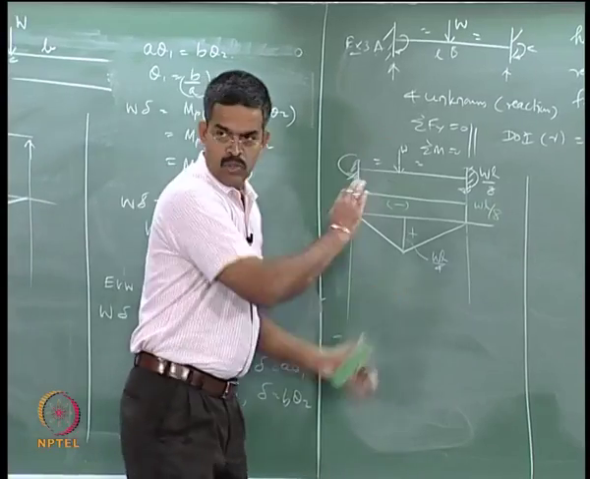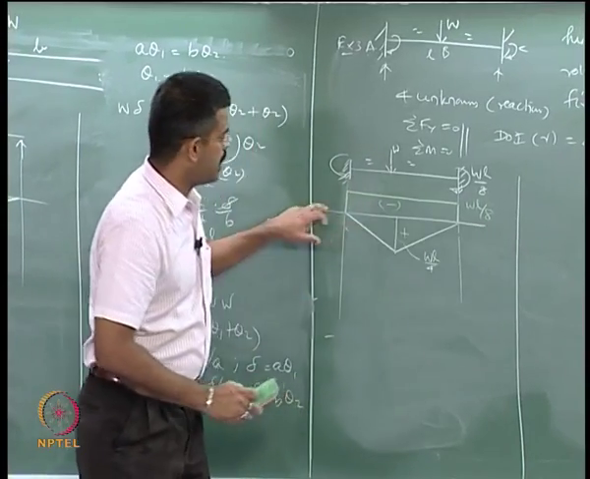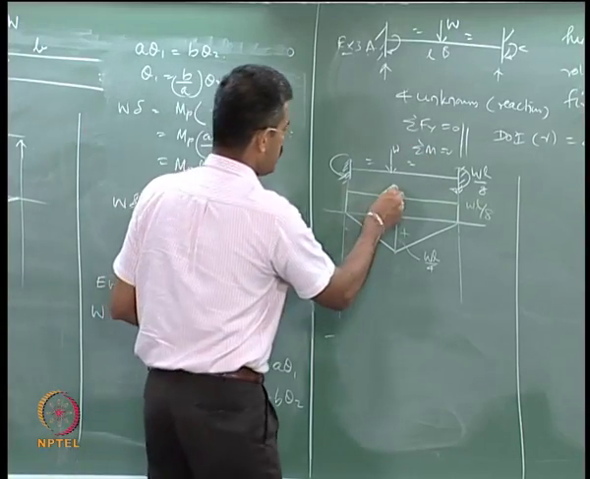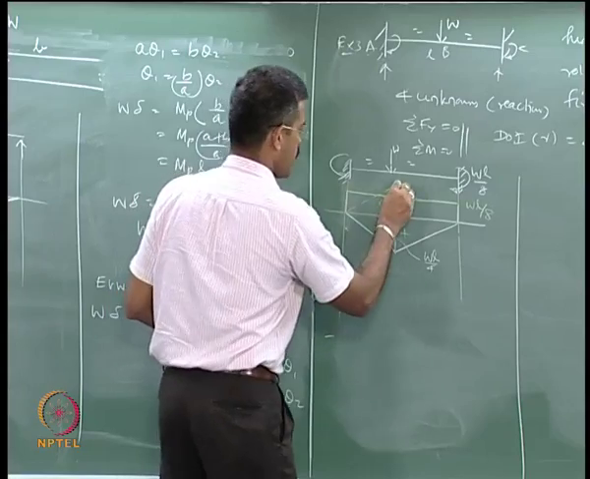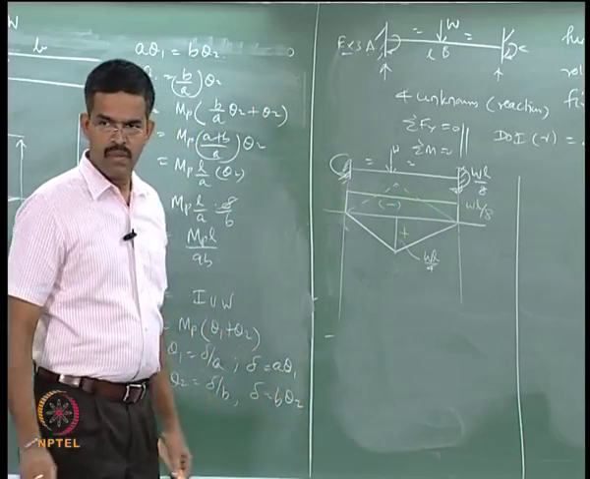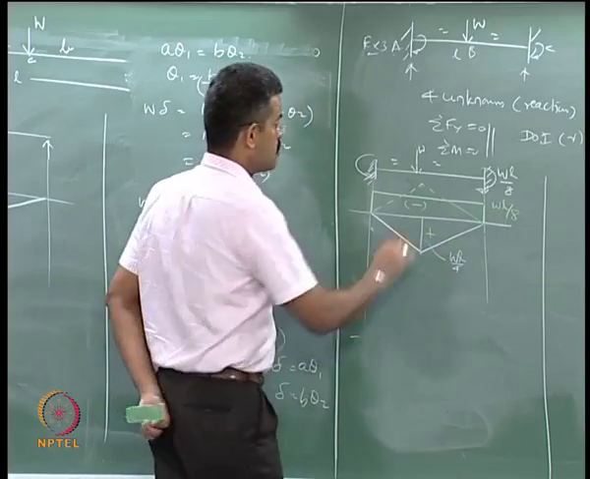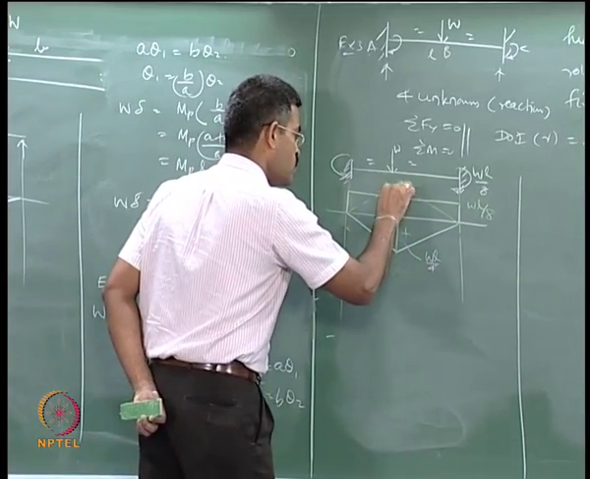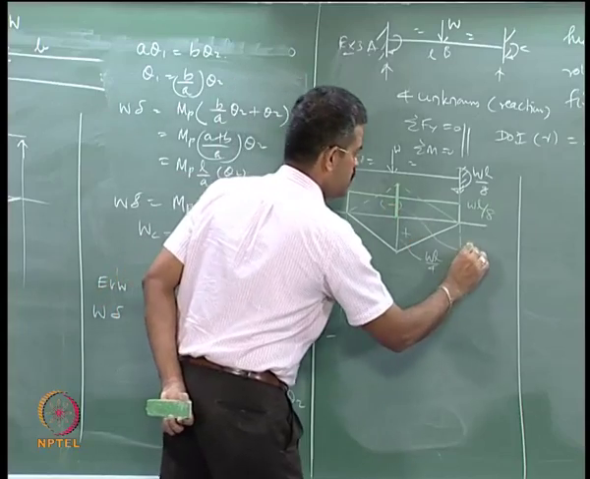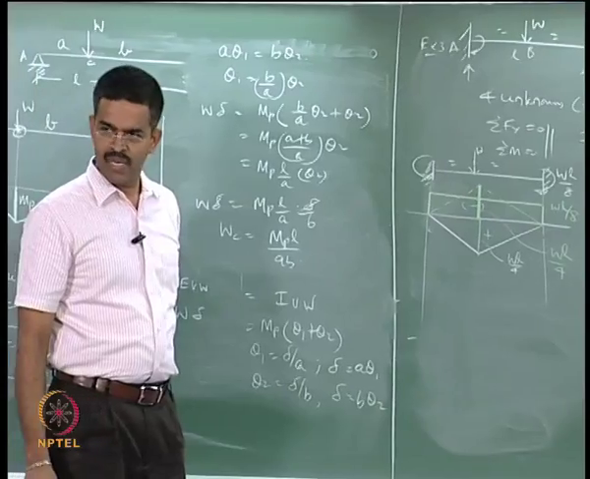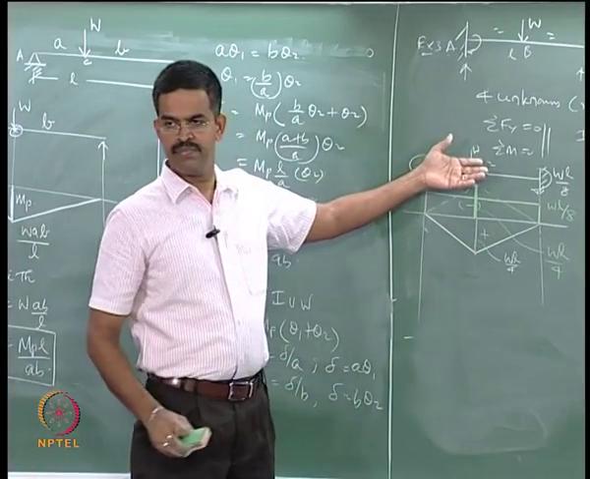Now, I want to superimpose them. What I do is, with respect to this line, I flop this, I just rotate this. If I rotate, it will become like this. Agreed. Why has this gone up? Because this is WL by 4, and this is half of that. So, now this value what you see here is WL by 4. I have just flopped this, that is all.